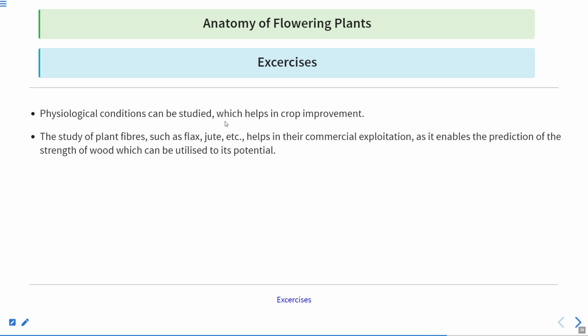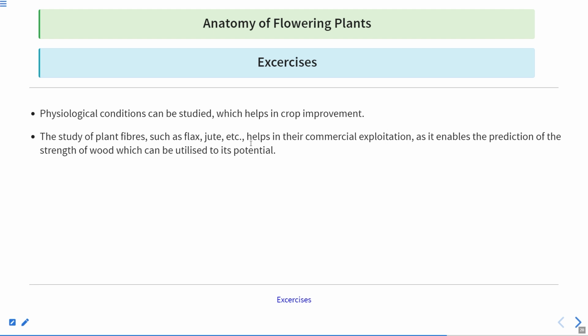Physiological conditions can be studied, which helps in crop improvement, right? We can see there are so many different adaptations to physiological conditions, because plants are growing in different environmental conditions. So we see there is a modification in the physiology also, right? This also helps us to understand how the anatomical structures are different and why they are different on the basis of physiological activity, right? And this is going to help in your crop improvement.